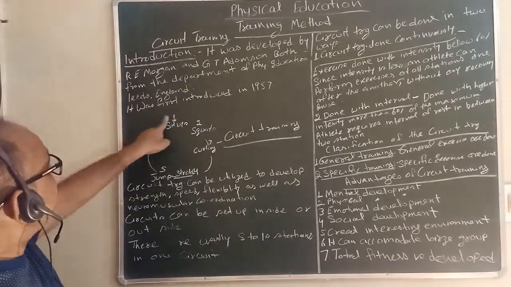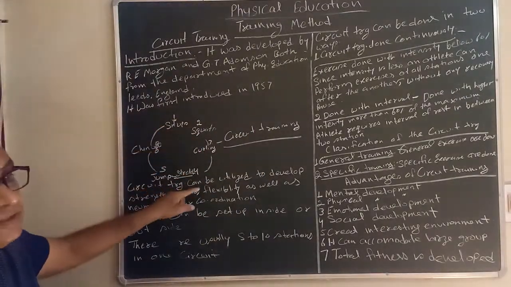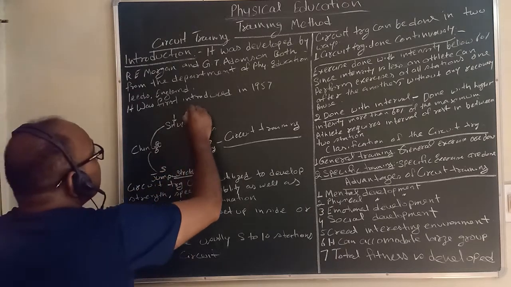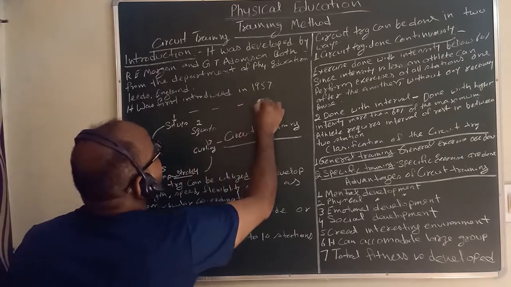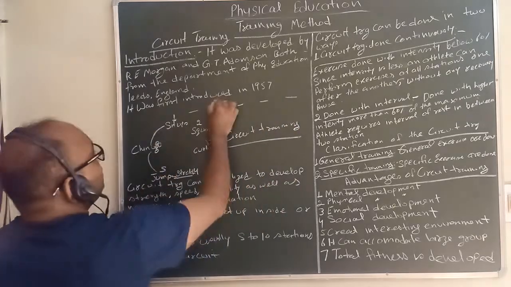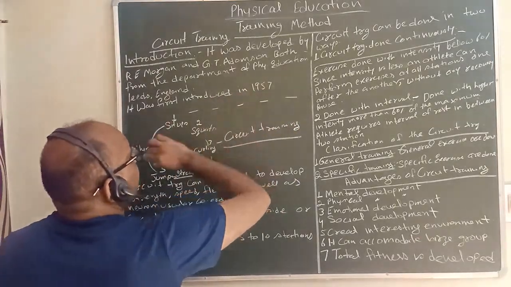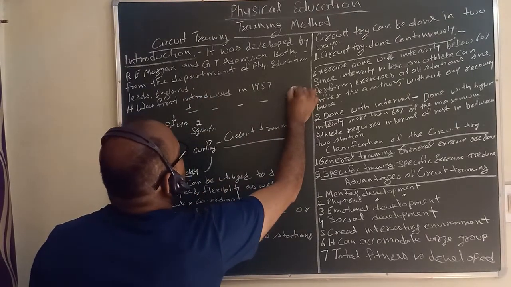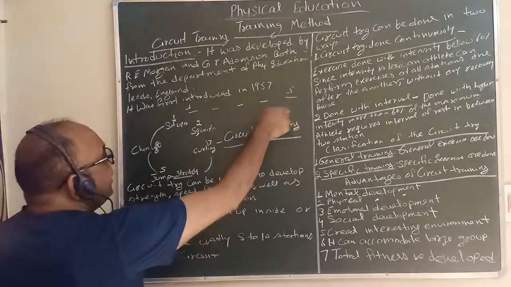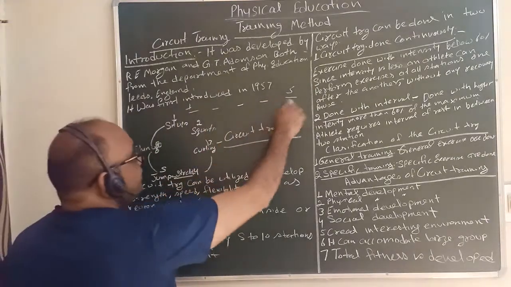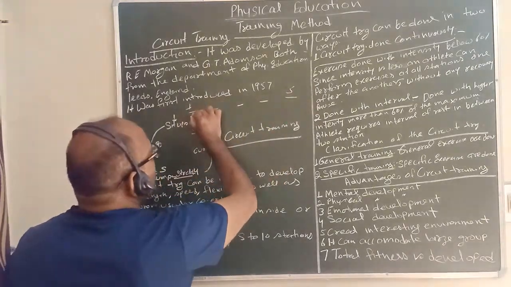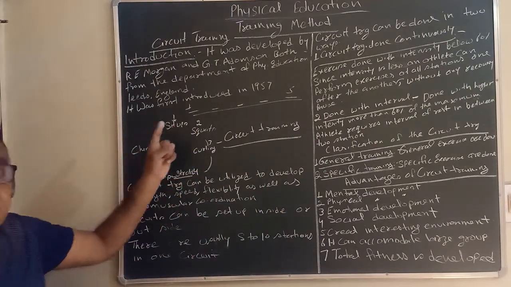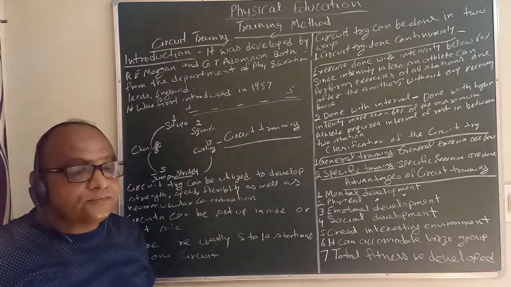And here is circuit training. You can make it like this. It's up to you. You can make it in a straight line also. Station number 1, station number 2, 3, 4, 5. From here you have to start and here you have to finish. Again you start from here and finish here. So it is also called circuit training. And you can make it like this, in a circle also.